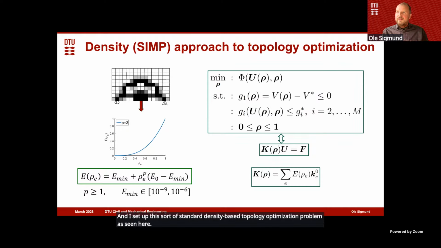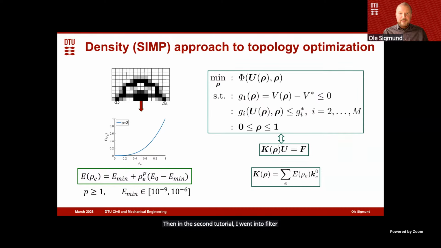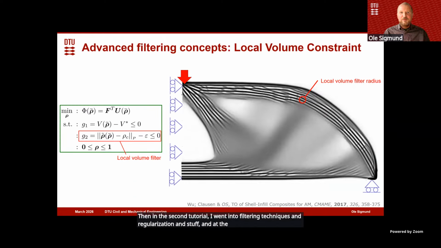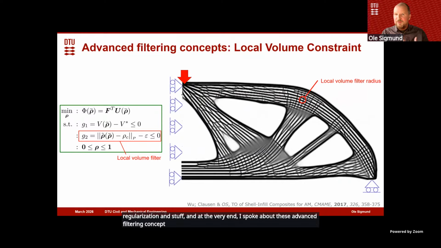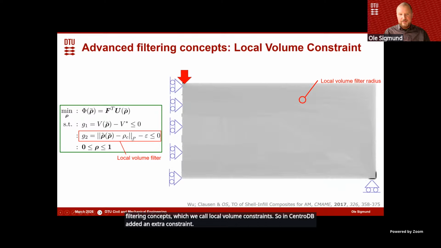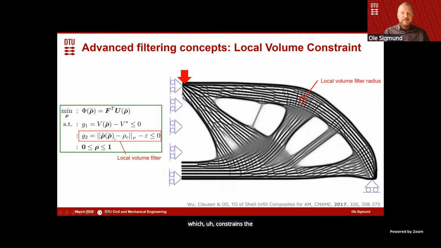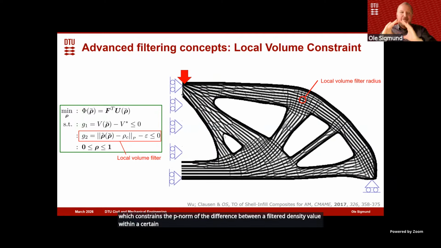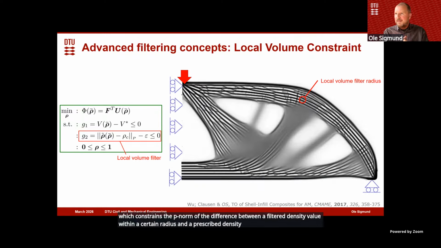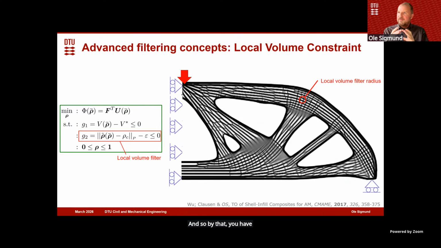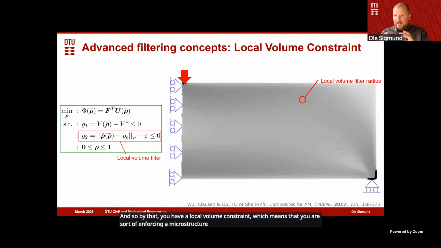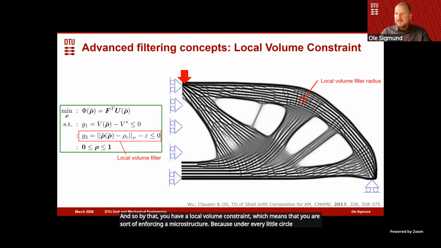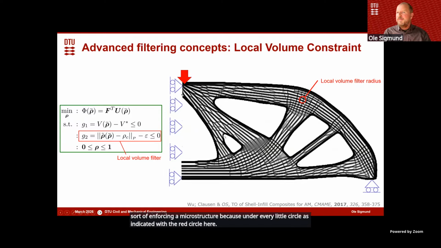Then in the second tutorial, I went into filtering techniques and regularization. At the very end, I spoke about advanced filtering concepts, which we call local volume constraints. Essentially, we added an extra constraint, which constrains the p-norm of the difference between a filtered density value within a certain radius and a prescribed density value, rho c. By that you have a local volume constraint, which means that you are enforcing a microstructure, because under every little circle, as indicated with the red circle here, there can only be so much material.